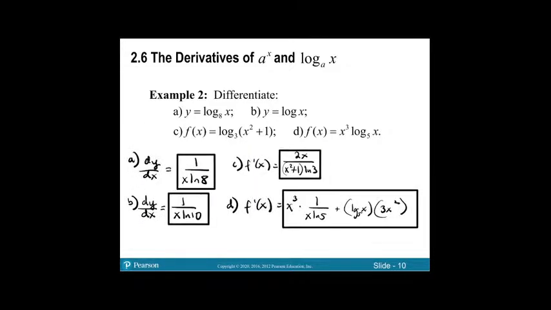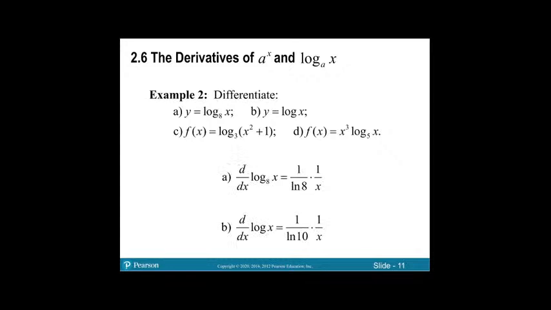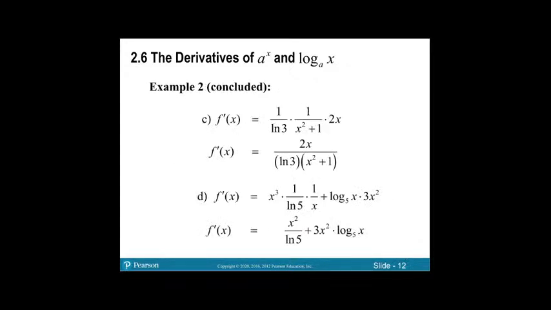All right, let's go with this and see how we do. My mic might be a little bit high. Okay. We got 1 over x natural log of 8. That's fine. 1 over x natural log of 10. 2x over the natural log of 3 times x squared plus 1. Okay. We got this long thing here.